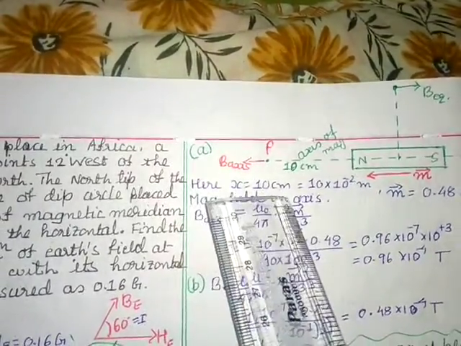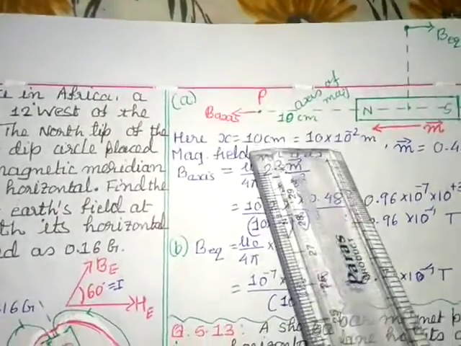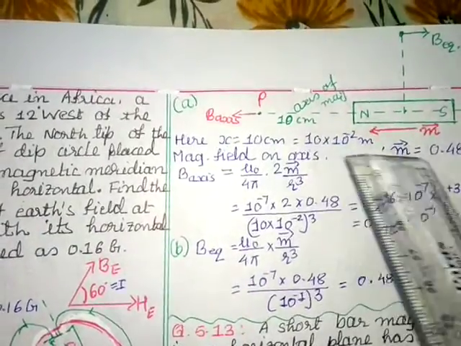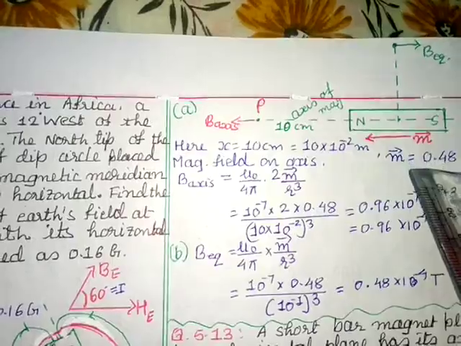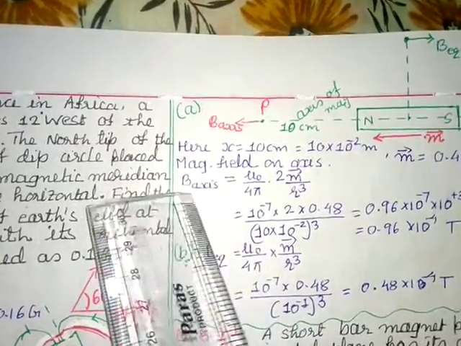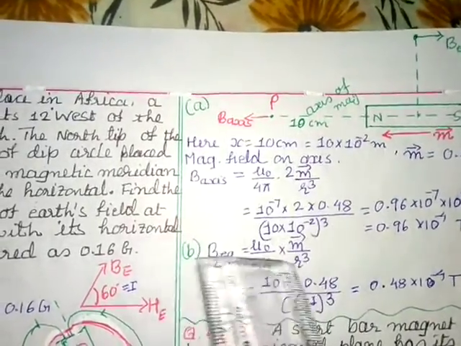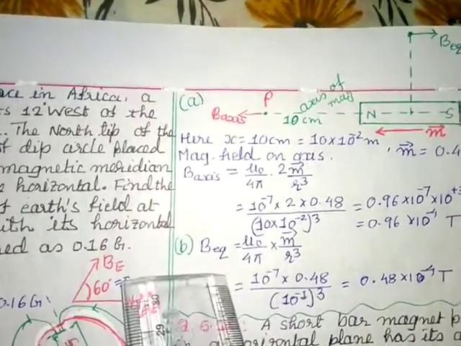Here x is equal to 10 centimeter, converting to meter, 10 into 10 to the power minus 2 meter. M is 0.48 joule per Tesla. Now we will use the formula for the axis. We will use this formula, and for the equatorial line you use this formula.